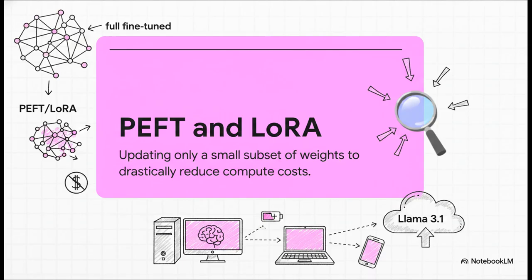Well, this is where parameter-efficient fine-tuning, or PEFT, and specifically a technique called LoRA, low-rank adaptation, come in. Full fine-tuning updates all the parameters, which is frankly hugely expensive. But LoRA updates only a very small subset of weights while freezing the rest of the pre-trained parameters. This drastically reduces the compute costs and the VRAM you need. It literally democratizes AI by allowing massive models like Llama 3.1 to be fine-tuned on standard consumer-grade hardware.